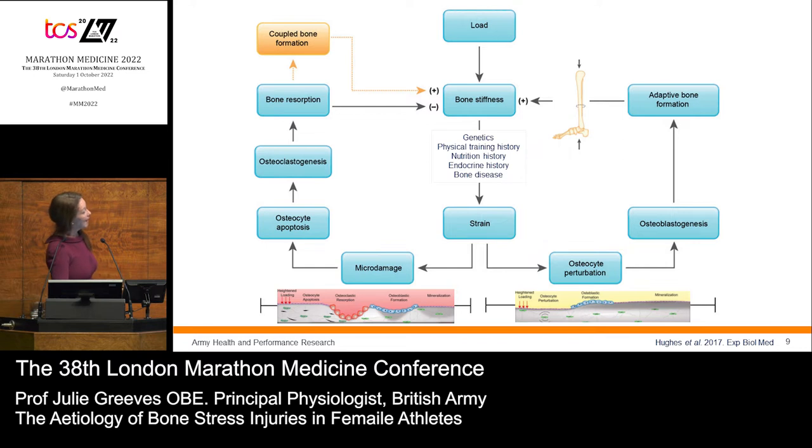What we have here on the left-hand side is the pathological loop for a bone stress injury. With a load, bone responds to that load with increased strain, and pathologically, with targeted remodeling, this will result in an increase in bone resorption and then the potential for increased stress fracture risk or bone stress injury risk. Of course, that strain is influenced by a number of factors. What we want to encourage is what we would call bone adaptation, where the osteocytes don't experience apoptosis but are perturbed, to stimulate osteoblastogenesis and increase bone formation.